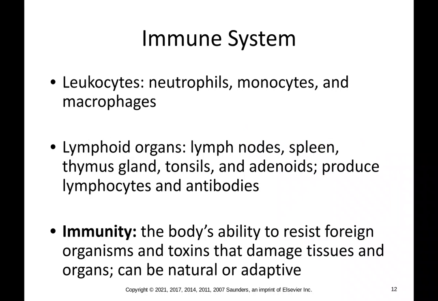Additional parts of the immune system are the leukocytes, or white blood cells. There's neutrophils, monocytes, and macrophages. The lymphoid organs, which are lymph nodes, the spleen, thymus gland, tonsils, and adenoids. These all produce lymphocytes and antibodies. And immunity is the body's ability to resist foreign organisms and toxins that damage tissues and organs. You can have natural immunity or adaptive immunity.